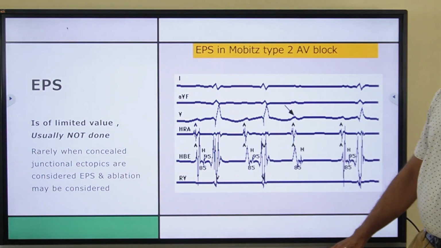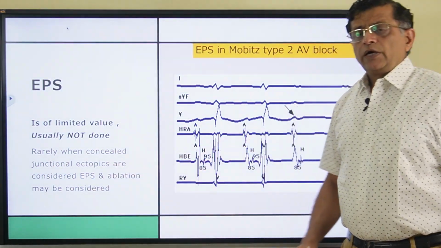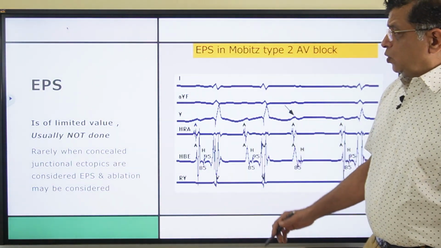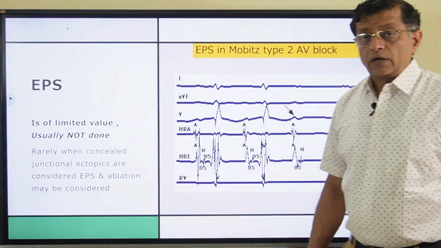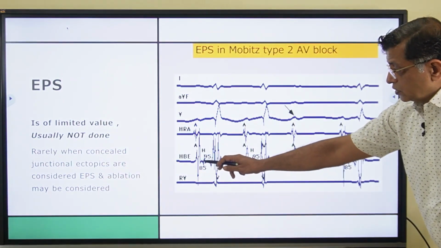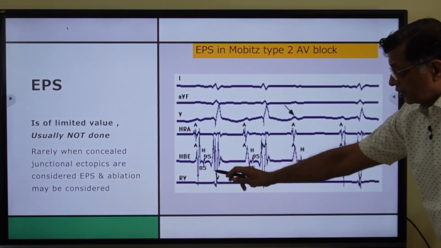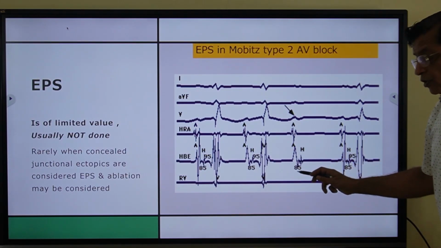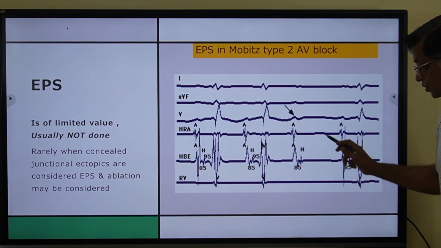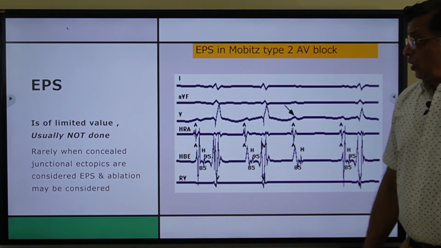EPS is of very limited value. Nobody does an EPS for second degree AV block in 99% of cases. Only when there is a concealed junctional ectopic, you may sometimes require EPS. In EPS, you can see this is the atrial activity, atrial depolarization. This is the bundle of His activity, followed by the ventricular depolarization. Here you see the atrial depolarization, His depolarization, but absent ventricular depolarization. So this is Mobitz type 2 AV block.